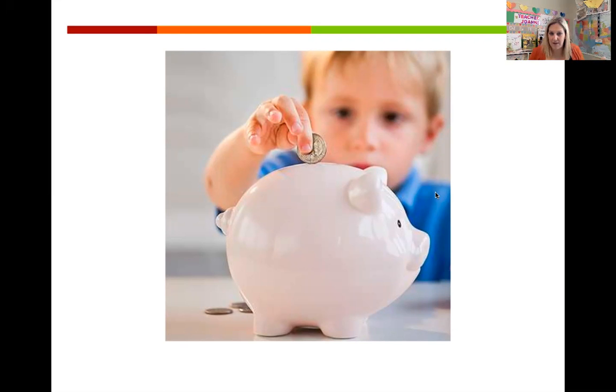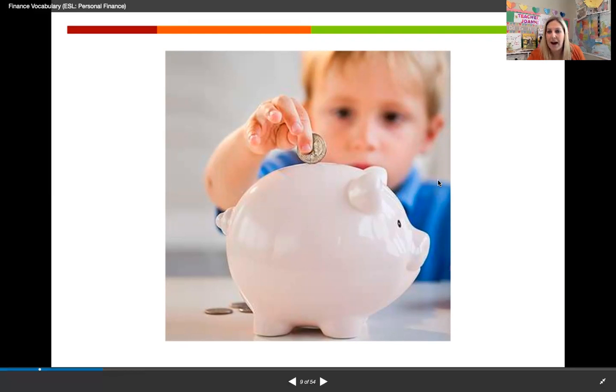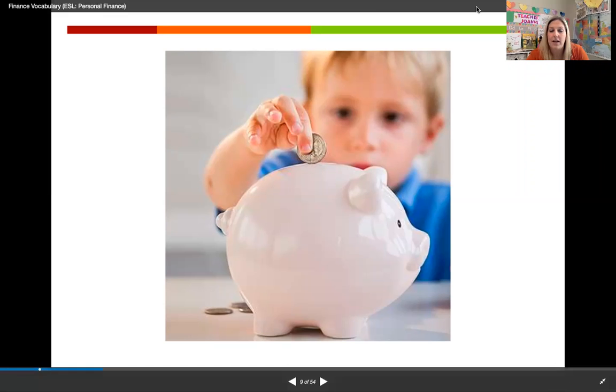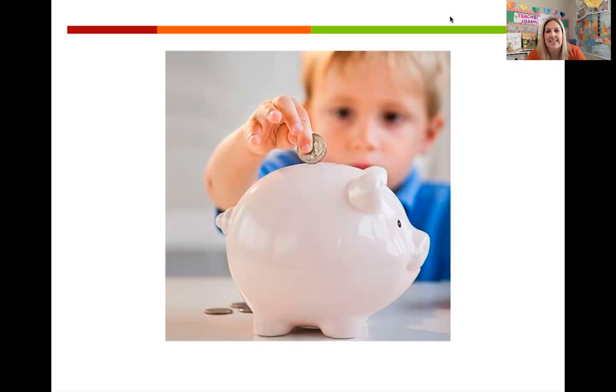He's trying to save it for something. That can also be called a deposit. A deposit is when you take money and you put it in a safe place to collect, so you don't have it to spend all the time. So he is depositing his quarter into his piggy bank, okay? Or he is collecting it, he is saving it.